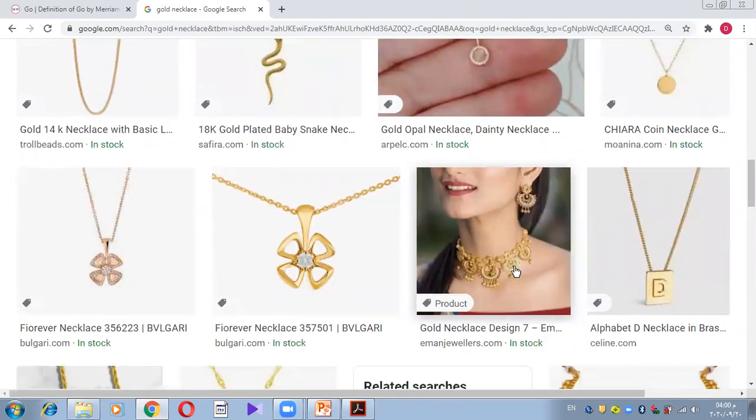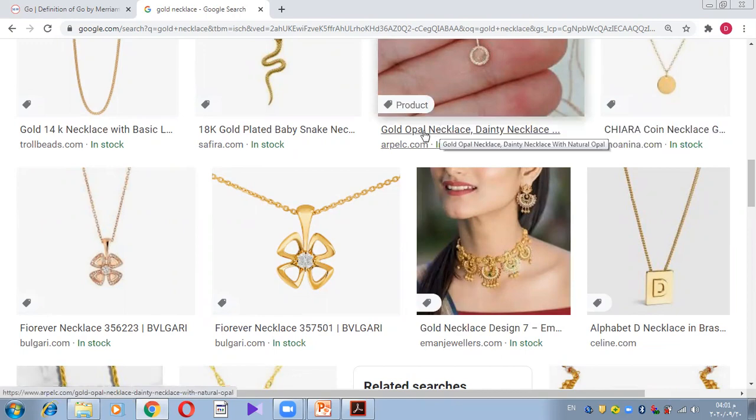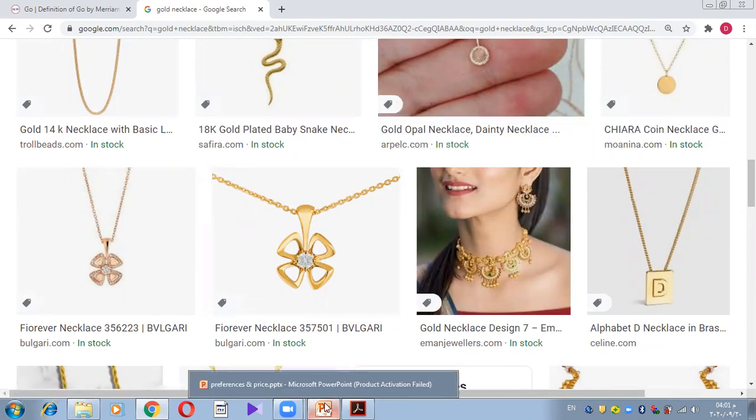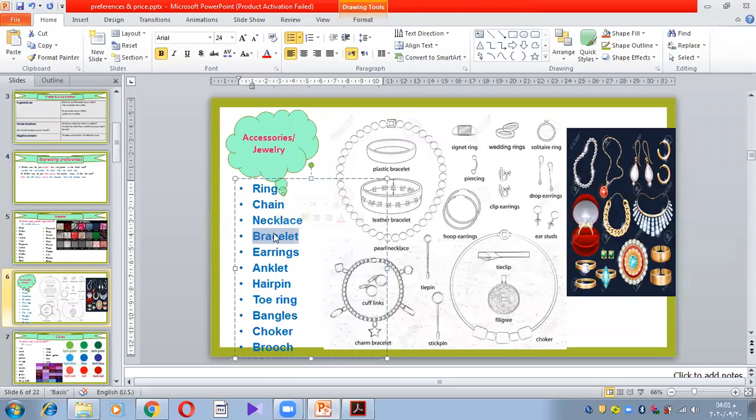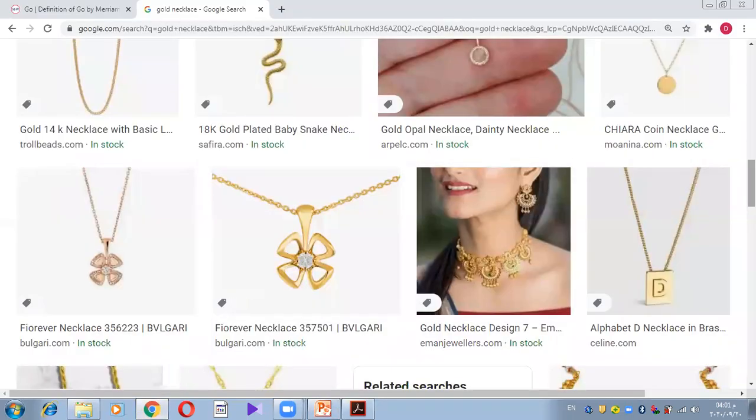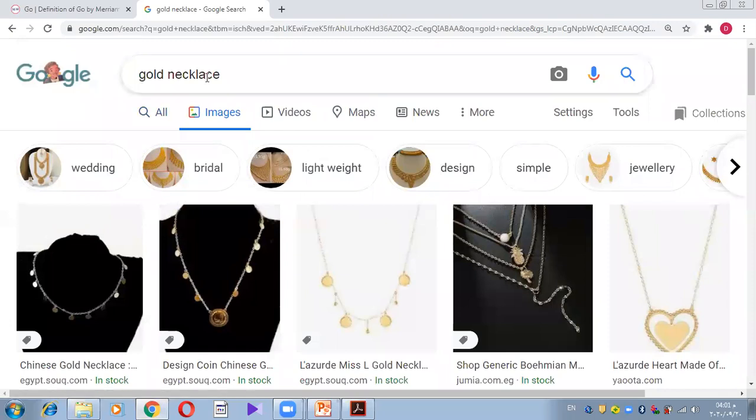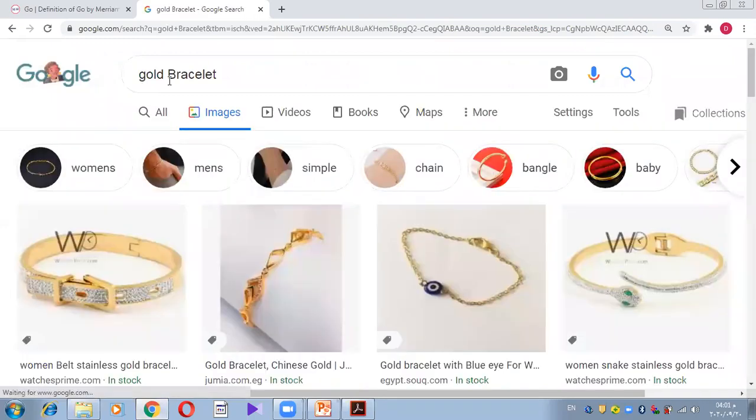Mostly the necklace looks like this. It has a design, more than the chain. If it's so simple, it could be just a chain. Bracelet. That's the bracelet. That's bracelet.